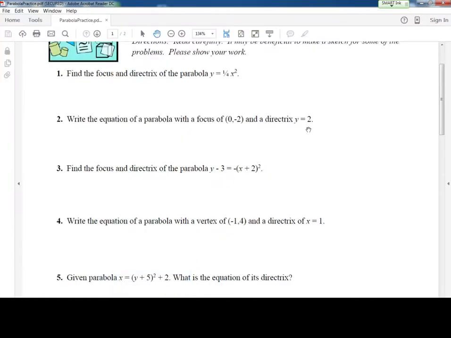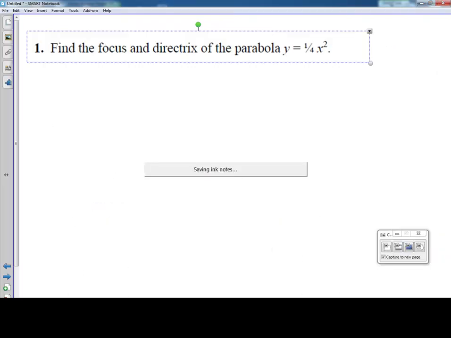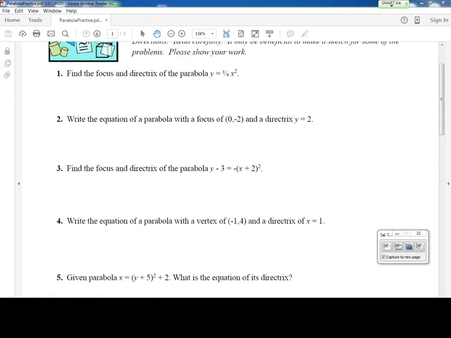Do you want me to go over first? What? Start with number 5. Are we serious? Yes. Okay. So here, let's start with number 1. Open your eyes. Oh, there it was.